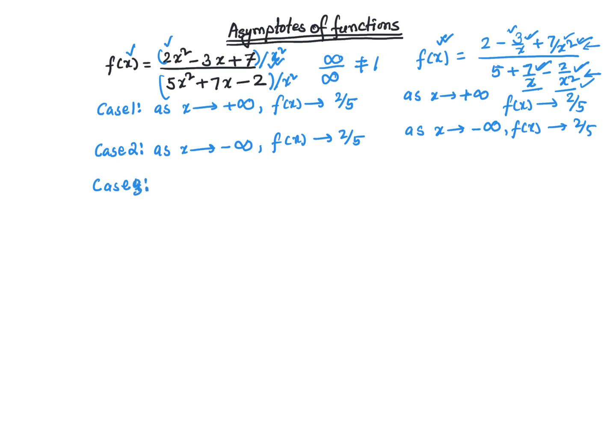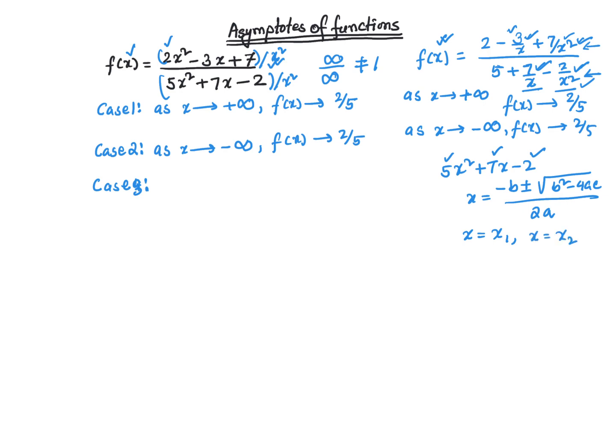Case 3. Is there a vertical asymptote? The answer is yes. So 5x squared plus 7x minus 2. I just randomly picked this quadratic polynomial, right? But it has a solution. You can use x is equal to negative b plus or minus square root of b square minus 4a times c, divided by 2 times a, where a is 5, b is 7, and c is negative 2. So you can solve it. Let's say you get two values, x is equal to x1, and x is equal to x2.